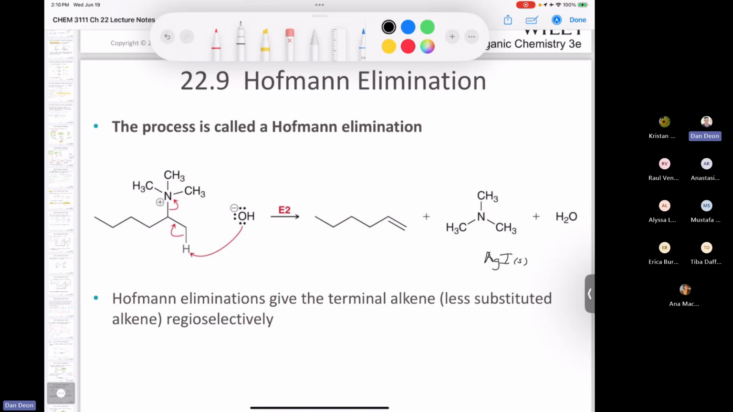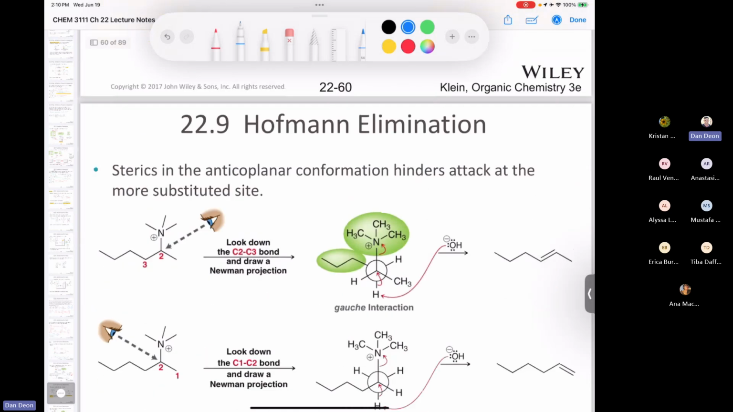All right, so now it says here the Hoffman elimination gives the terminal alkene, or I'm going to highlight here, Hoffman, less substituted alkene. Now, why would that be? Because you know that there is also a beta proton here. So why doesn't it abstract that beta proton? Well, it actually has something to do with the size of this leaving group. I'll just put here, large leaving group, okay? It's very big, and there's a higher activation energy for abstracting the proton in blue. Let me show you what I mean.